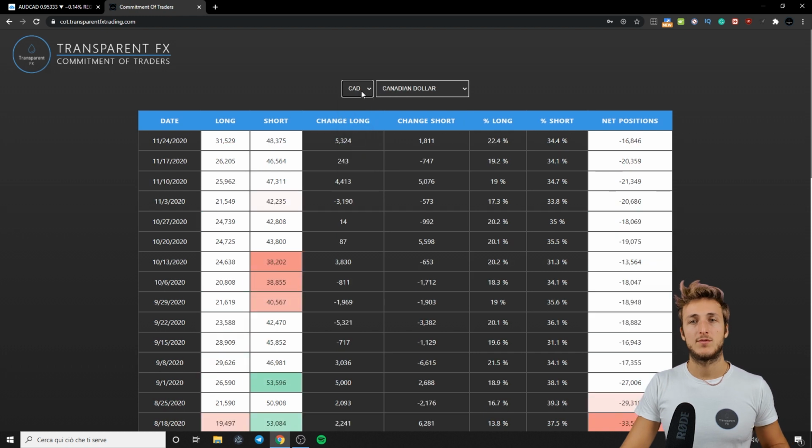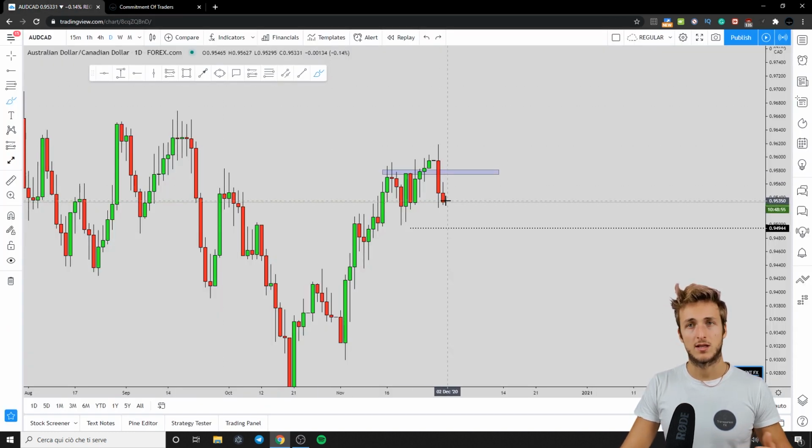And if we go and see what we have on the CAD, we can see that with the last report, 5.3k long positions were added, bringing net positions from minus 20k to minus 16k, increasing the longs to 31.5k from an institutional perspective and bringing shorts to 48.3k. So we still have more shorts than longs, but net positions are starting to increase again, and we do have massive longs added with the last report. So we do have some strength in the CAD and weakness in the AUD. So the move to the downside is definitely possible.